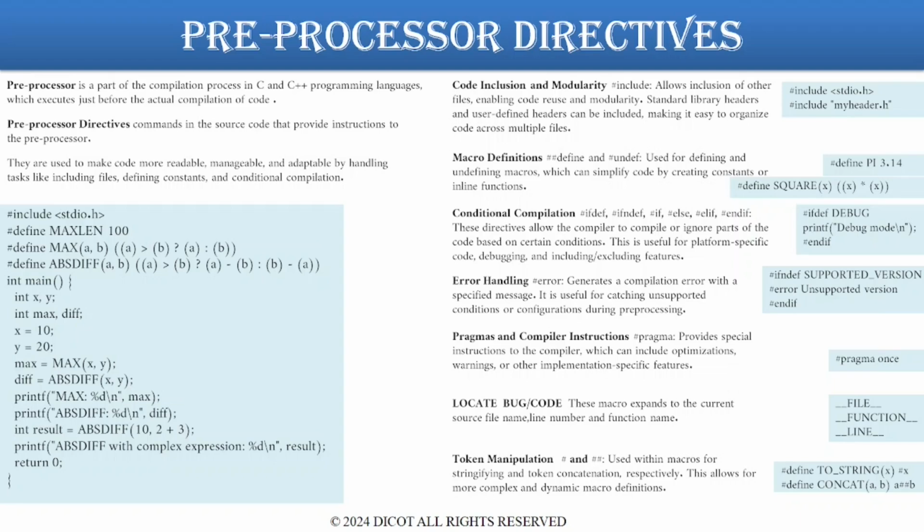In macros MAX and ABSDIFF, parentheses around the parameters and the entire expression ensure correct order of evaluation when used with more complex expressions.